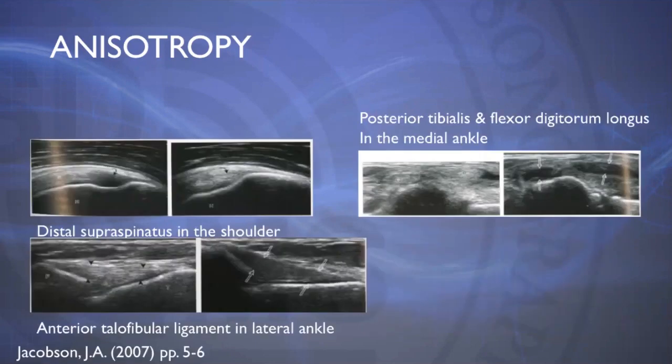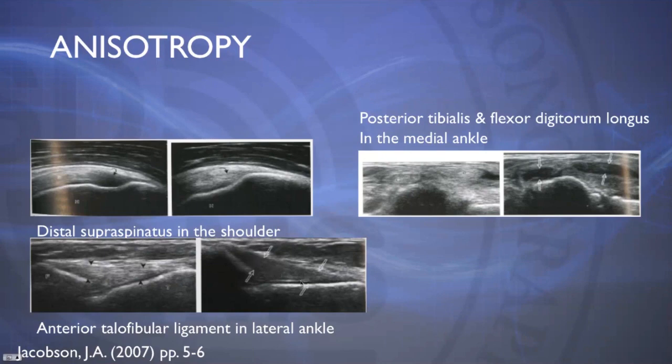These are examples of anisotropy. These are showing you examples here in the shoulder of the distal supraspinatus tendon. We can see here that this could easily be confused as a tear, but we adjust the probe such that we're now more perpendicular to that tendon and we're clearing out that hypoechoic nature that we were seeing, and that's just simply anisotropy.